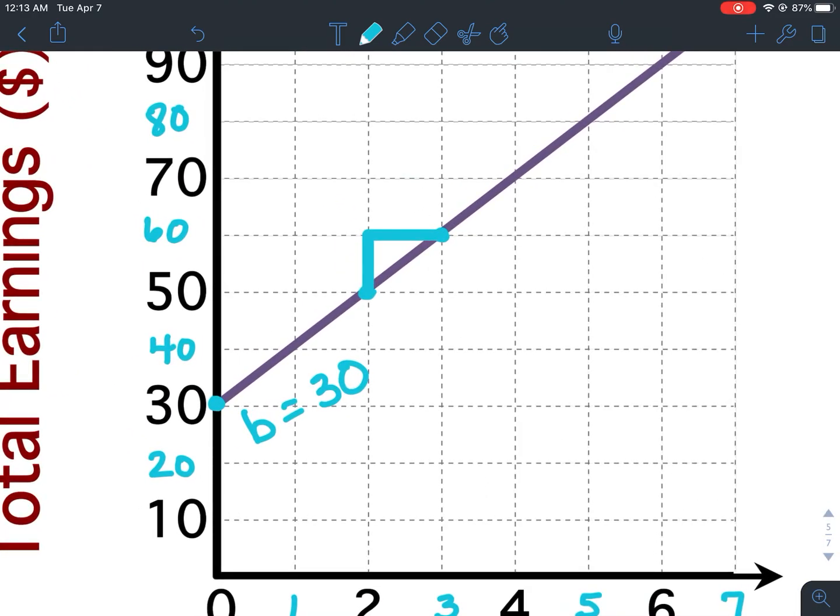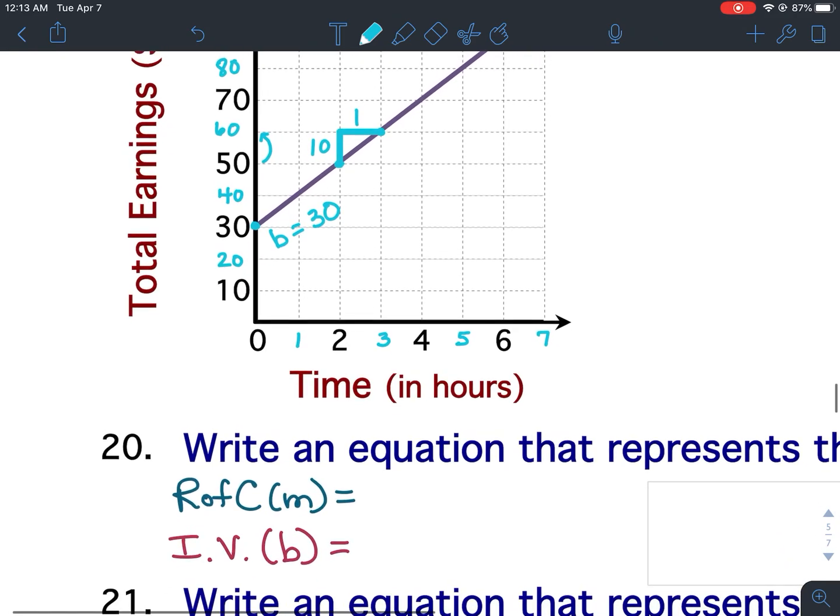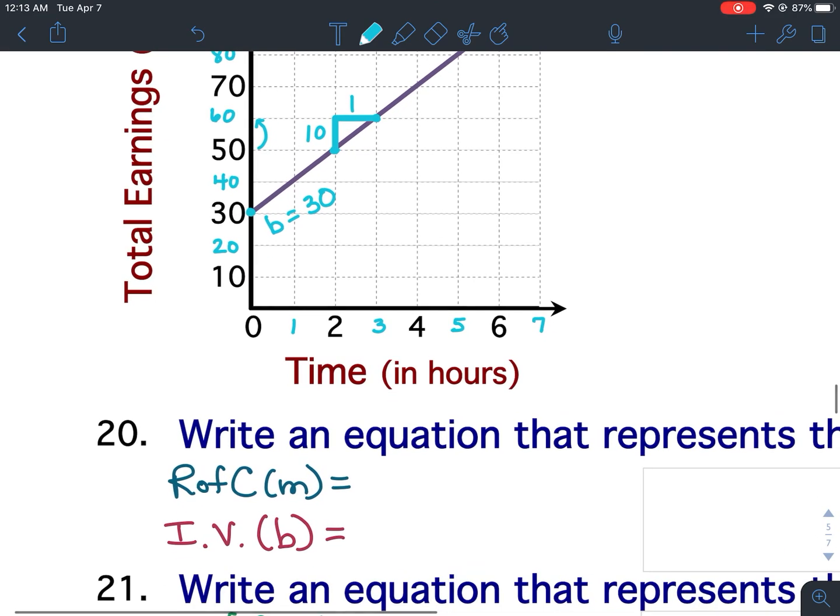I already picked 2 points on the graph to find our slope, and I already drew the rise and the run, just so we have a quicker way of doing this. Now you need to be careful. This is not 1 and 1. Okay, it didn't rise 1. It goes from 50 to 60, and from 50 to 60, that is 10. So the rise is 10. The run goes from 2 to 3, which is 1. So down here for number 20, for my rate of change, my rise is 10, my run is 1. So that means my rate of change is $10 per hour.